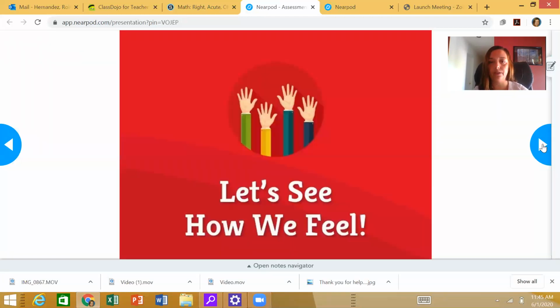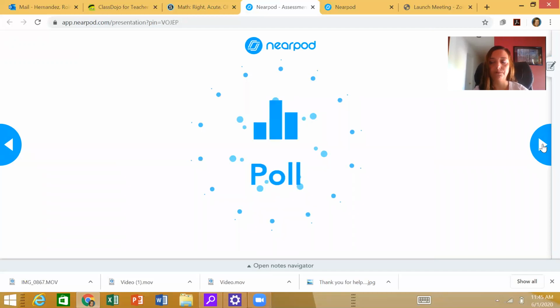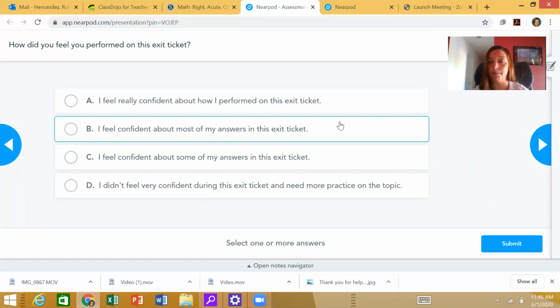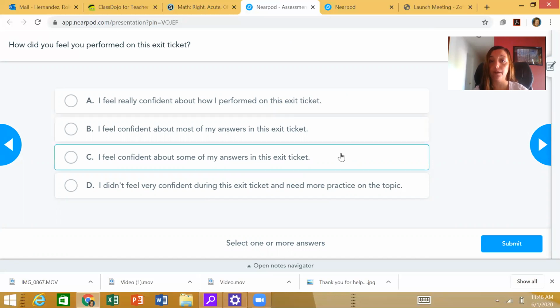Let's see how we feel. You're going to take a poll. How do you feel that you performed on this exit ticket? So I feel really confident. I feel confident about most of my answers. I feel confident about some of my answers, or I didn't feel very confident during this exit ticket and need more practice. So you're going to choose your answer and then click submit.